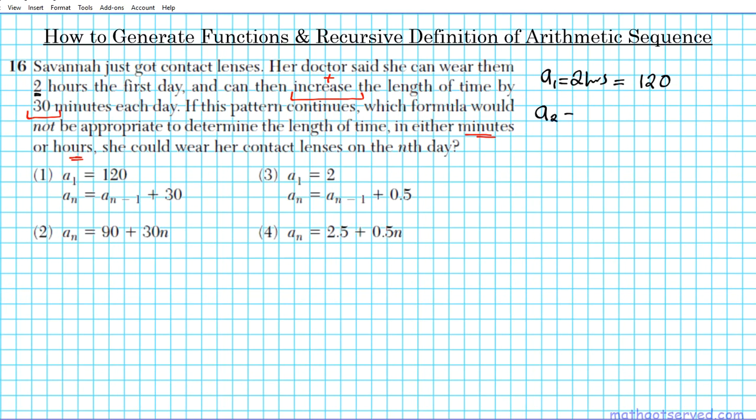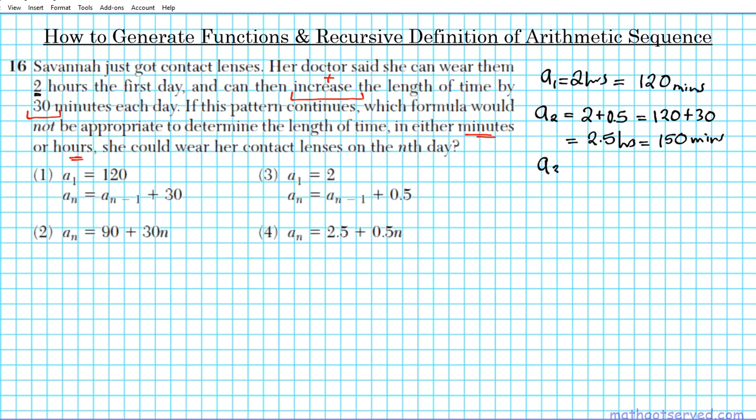The second term will be an increment by half an hour. Okay, so A2 is going to be 2 plus half an hour, which is 30 minutes or 0.5 hours. So 2 plus 0.5, which is 2.5 hours. Or if you want to write this in minutes, it's going to be the previous term, which is 120, plus 30. Okay, so that's going to be 150 minutes. All right, so the first term is 2 hours or 120 minutes. The second term is 2.5 hours or 150 minutes.